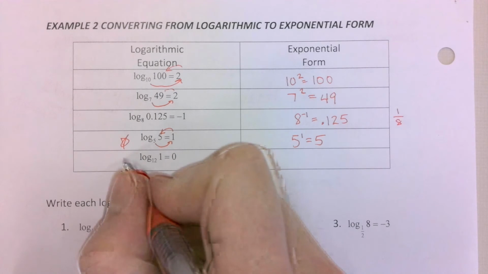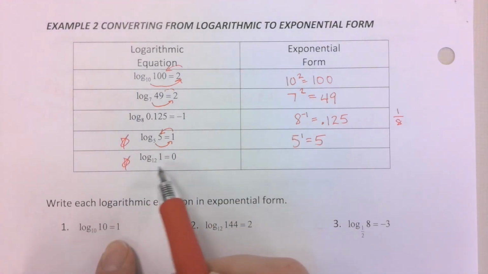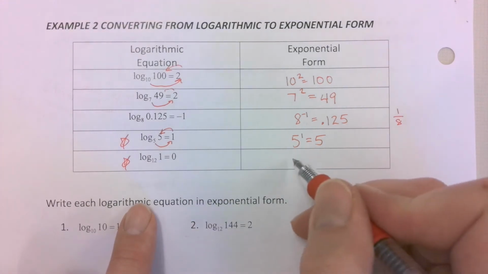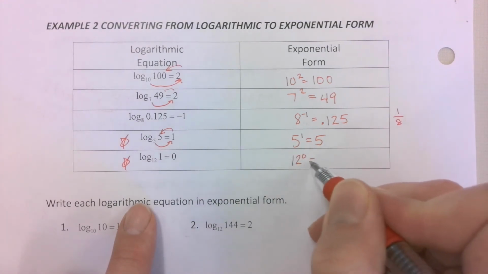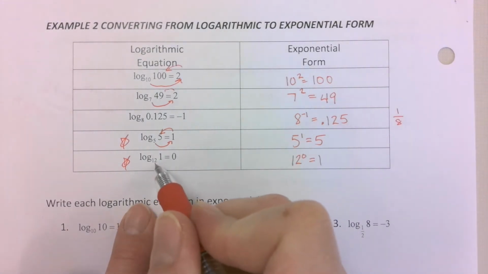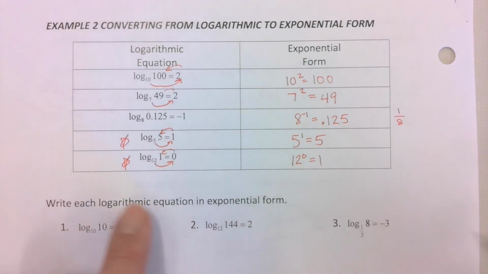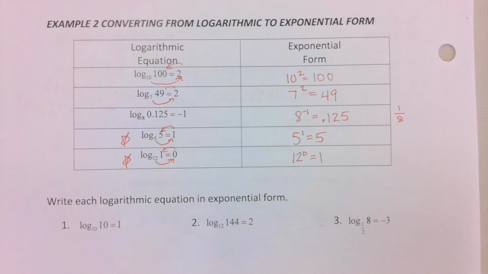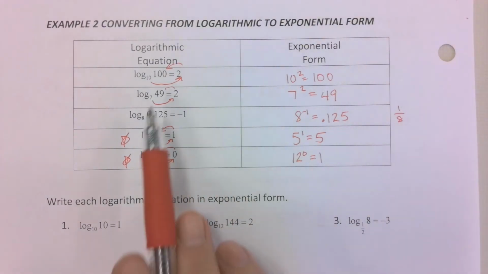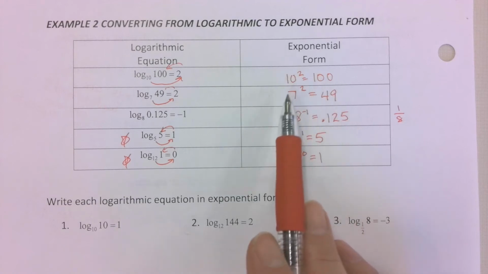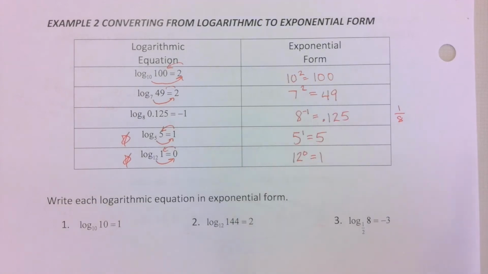This is another one of our properties. Anytime it is equal to 0, it comes from this rule. Anything to the power of 0 is 1. So 12 to the power of 0 is 1. So it's very important that you convert. Most of the time I'm going to take something in log form and turn it to exponential, and that's also how we change base to solve them later.